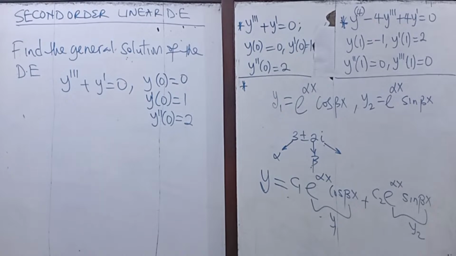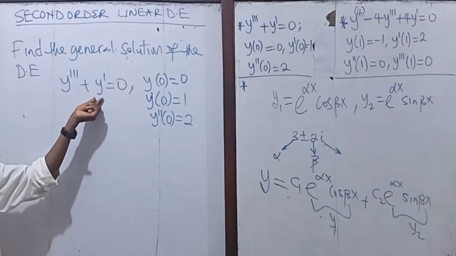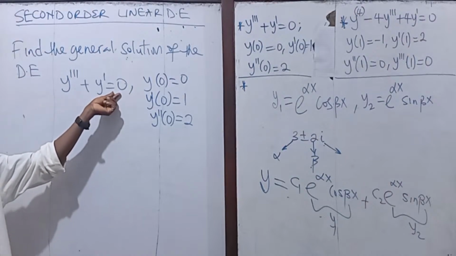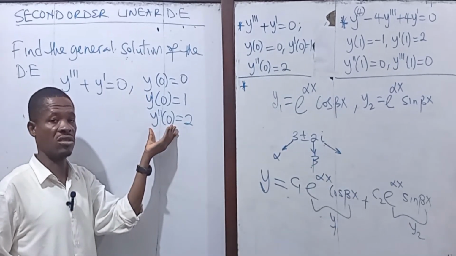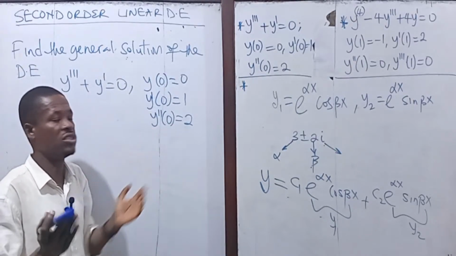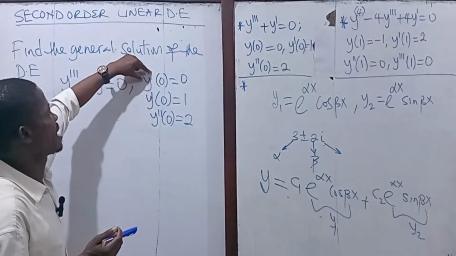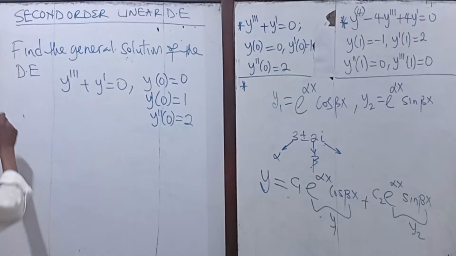This is the question we have. We have to find the general solution of the differential equation. We have a third derivative and a fourth derivative equal to 0. And we have the initial value conditions, which we also call the boundary conditions. We have y of 0 equal to 0. I'm going to explain that.